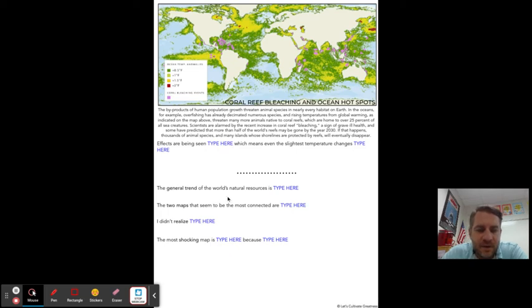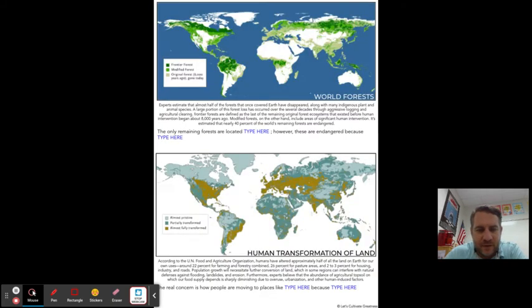And then the last part of the goal for this day is the general trend of where natural resources are going. What are we doing? We're probably using them up, right? The two maps that seem to be mostly connected are these two. What's something you didn't realize? What didn't you realize out of it? And the most shocking was this because of this, right? So just look at the maps and that reflection there.